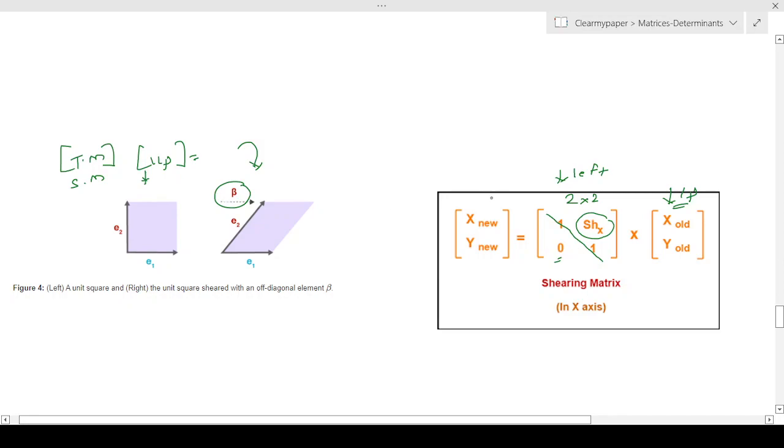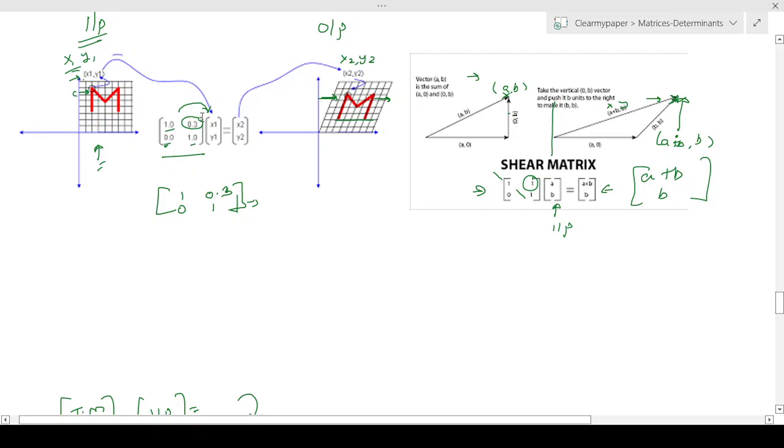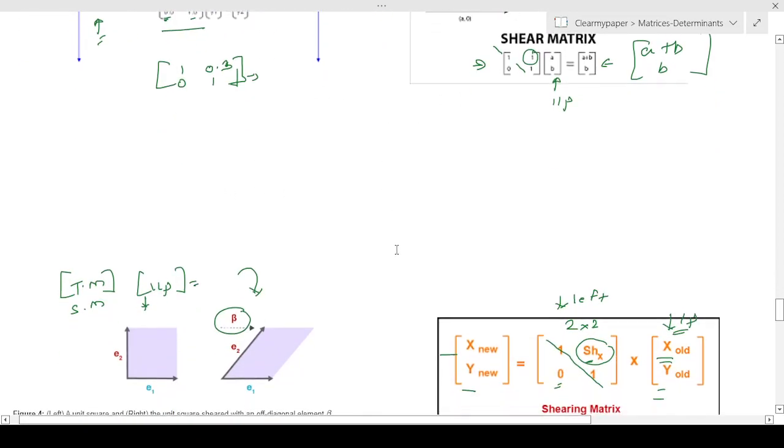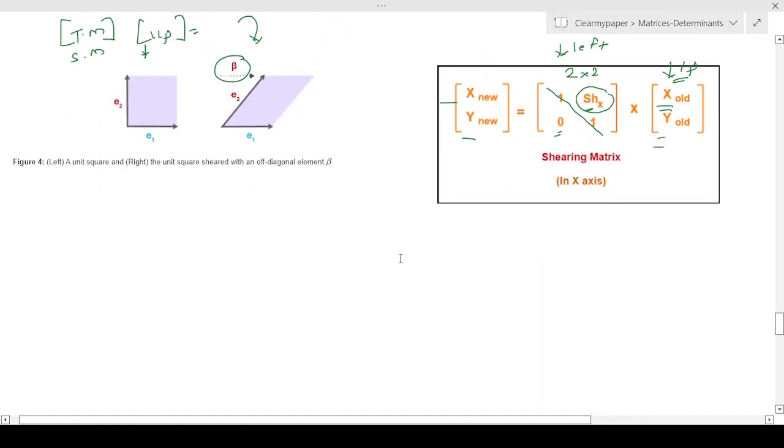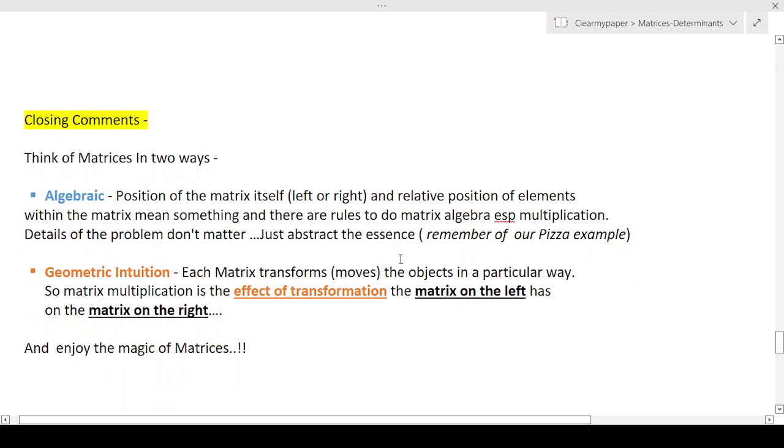Okay, and if you multiply those, you'll get two new coordinates, x and y, and that will be sheared by a combination of the shearing factor here and the coordinates themselves. That's the effect that you'll get anywhere. For example, over here, the shearing factor is 0.3. Over here, the shearing factor is 1, and the coordinates themselves. That's what shearing means. All right, that's pretty much a wrap up. Let's give the closing comments as always, and we'll jump into some more interesting videos.